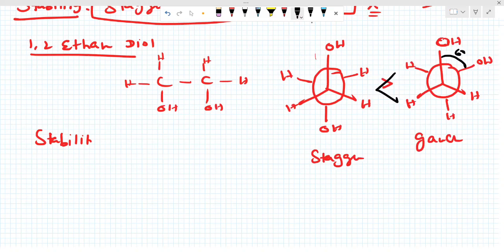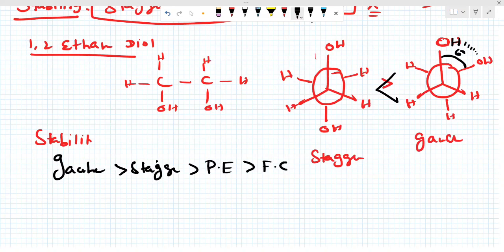The OH bond's hydrogen atom goes toward the other oxygen atom. In the gauche form, when the 2 OH groups are at 60 degrees, hydrogen bonding is possible. Because of this hydrogen bonding, please note, the gauche form is more stable as compared to staggered. Remaining all same: staggered form, then partial eclipse, then full eclipse. This is very important.